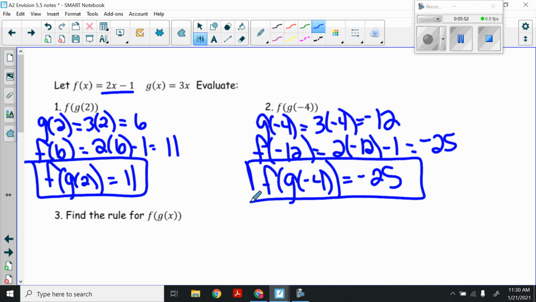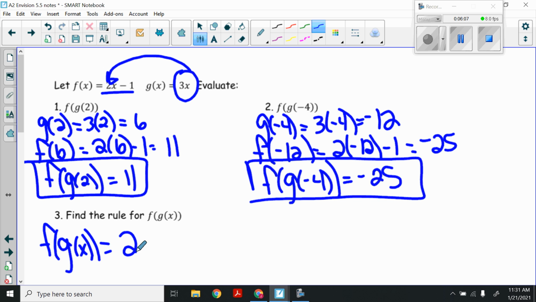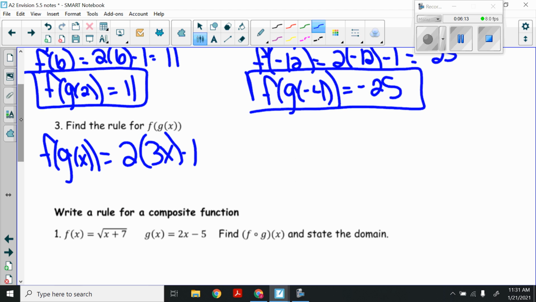Okay? So now we're going to find the rule for f of g of x. Again, I'm going to take g of x, replace that with x, the x in the f, with all of that. So I could say f of g of x is equal to 2 times, instead of x, I'm going to plug in all of g, 3x minus 1. So now f of g of x is equal to 2 times 3x is 6x minus 1. That's my composition of functions.